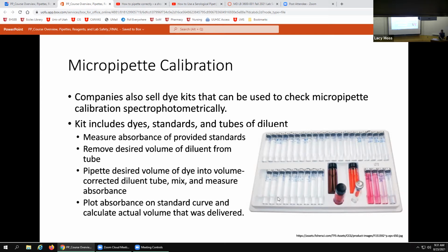And you can only check the calibration of as many volumes as you have tubes, for as many pipettes as you have tubes. So it can get very expensive very quickly. So a lot of labs will just do the analytical balance method.